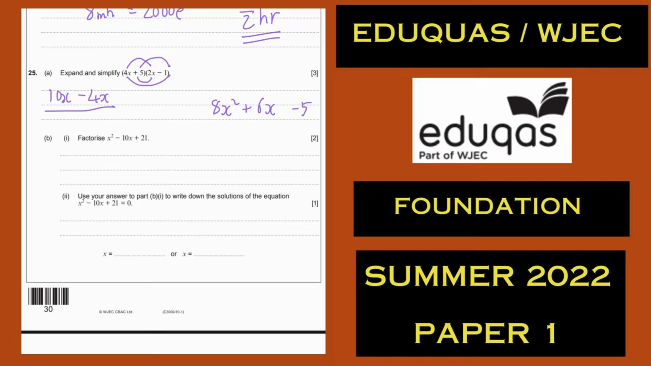B part I, if you're factorising, 2 brackets, it's in the quadratic form. Your job is to think of 2 numbers which multiply together to make positive 21, add together to make minus 10. You need a minus 7 and a minus 3. To solve whatever answers you've got here, you change the signs.